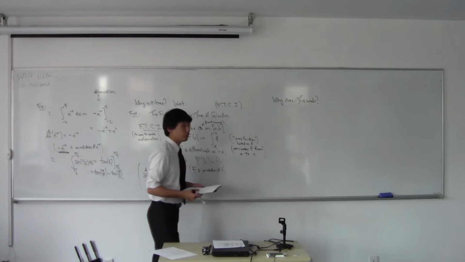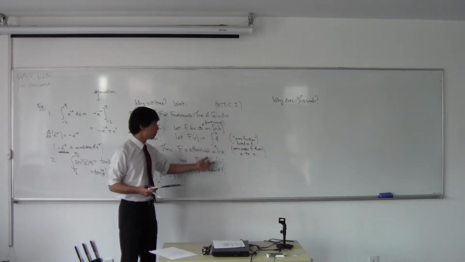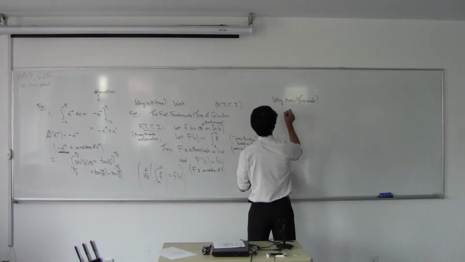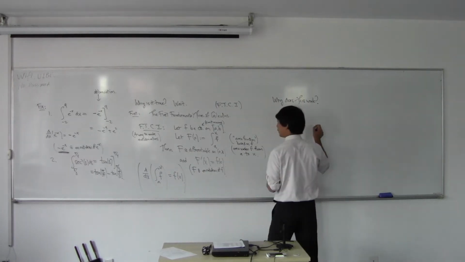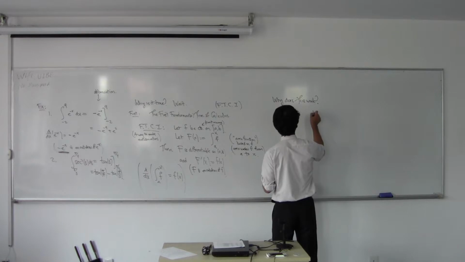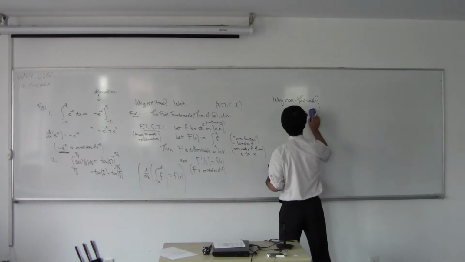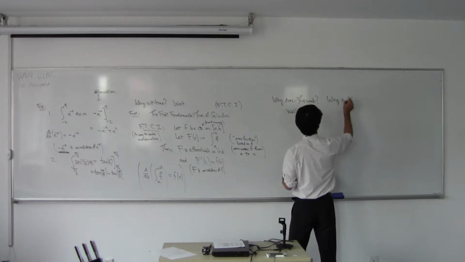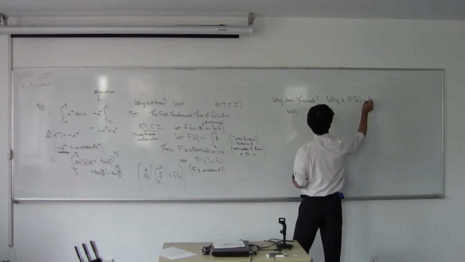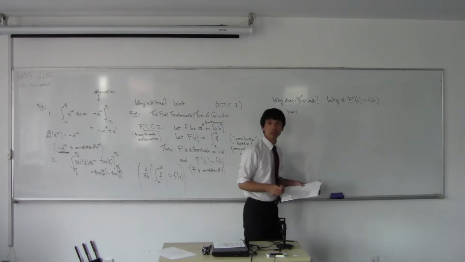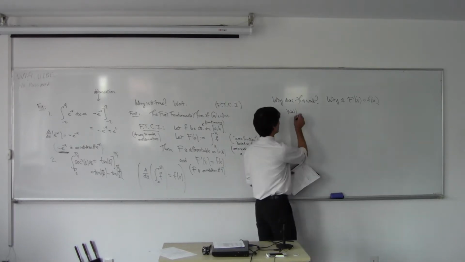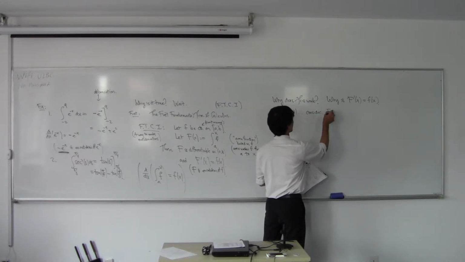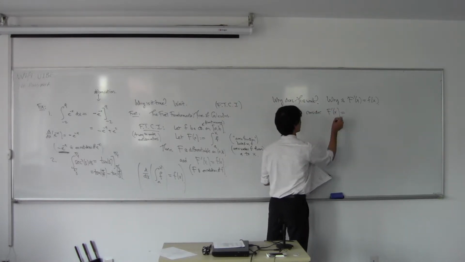Why does this work? That this thing is an antiderivative. Okay. Well, big F prime, little f. Okay. Well, consider big F prime of x.